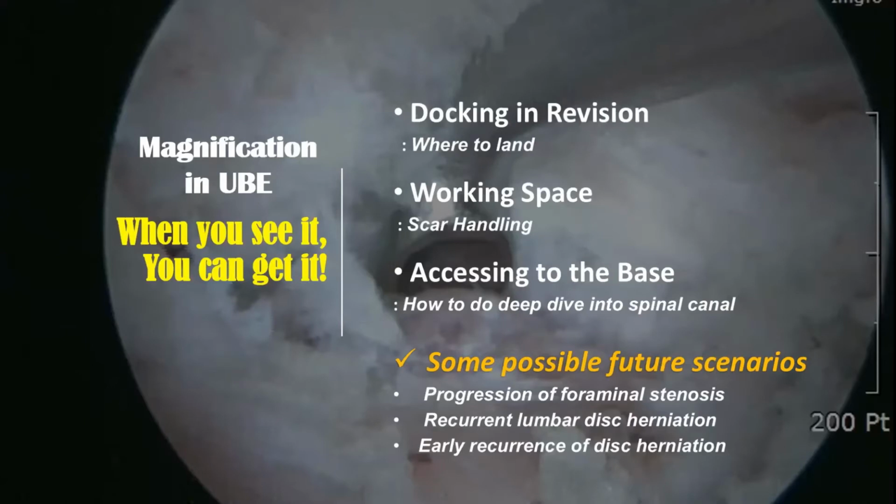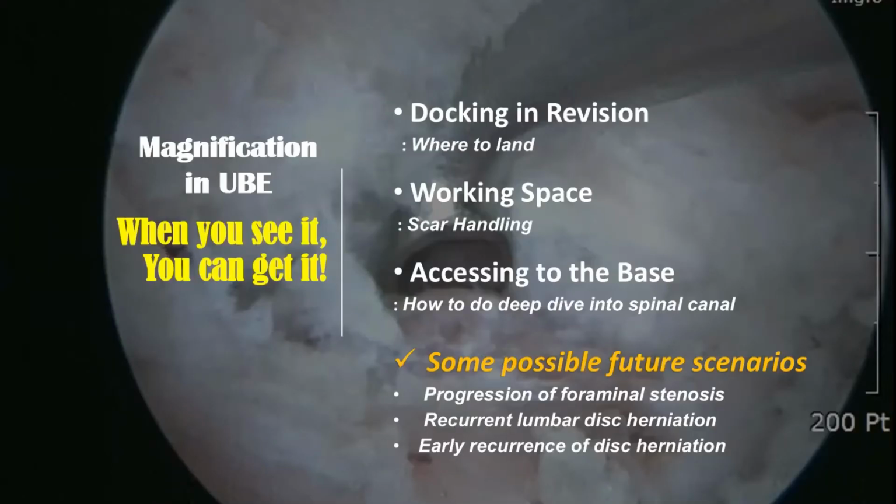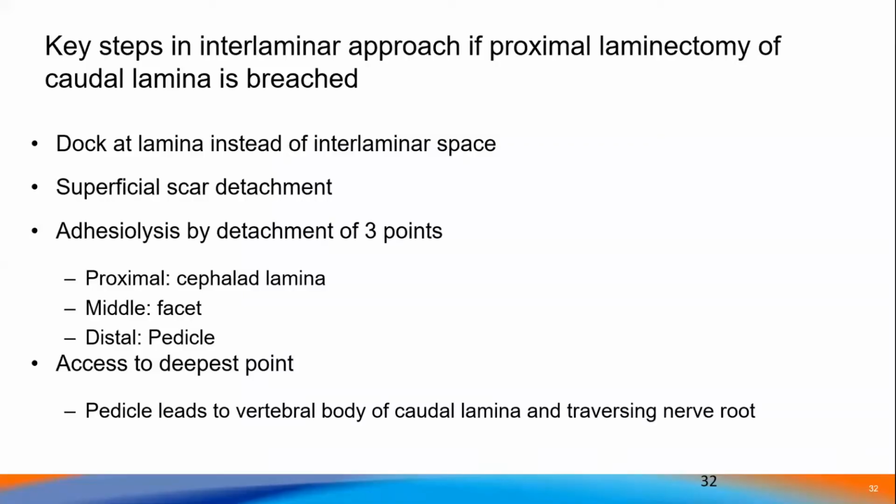There's some advantage of UBE, which I think must be highlighted by many of the experts. I think you can get more magnification, get better in scar handling, and also especially in possible future scenario as we preserve more bone, and it can be easier to revise a UBE surgery. So my advice is to dock at the lamina instead of the interlaminar space or spinolaminar junction.